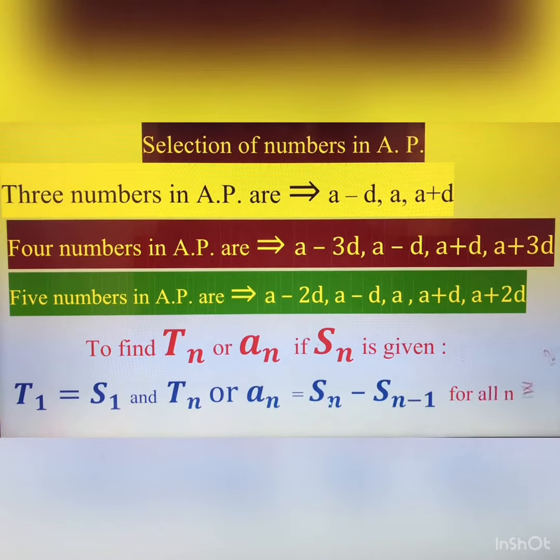Tn or An equals Sn minus S(n minus 1) for all n greater than or equal to 2. And keep in mind that the first term and the sum of the first term are the same. That is, the value of the first term and the sum of the first term are always equal. Keep this in your mind. For Tn you will find Sn minus S(n minus 1). Using this formula you will get the general term of an AP.